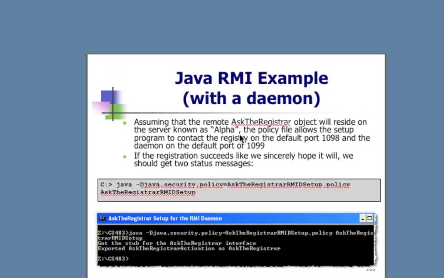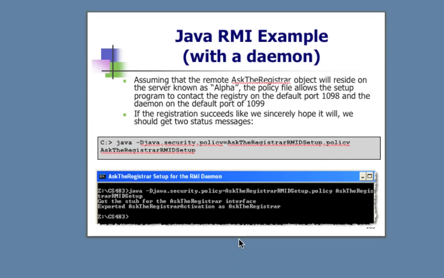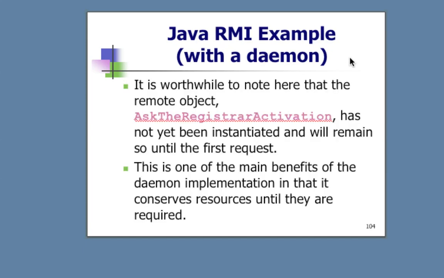But theoretically, once you load the daemon, the daemon should be able to communicate with the registry. So you're really still asking the registry, but you have a daemon out there that's going to serve up multiple server objects. So you have multiple capabilities going on at the same time. It's worthwhile to note that the remote object AskTheRegister activation has not yet been instantiated and will remain so until the first request.